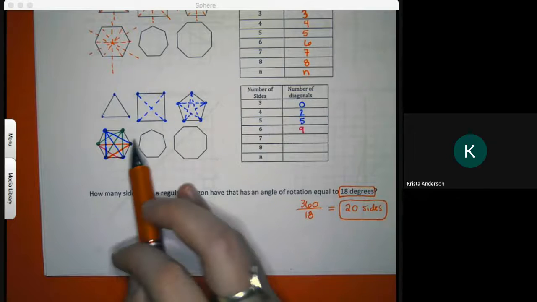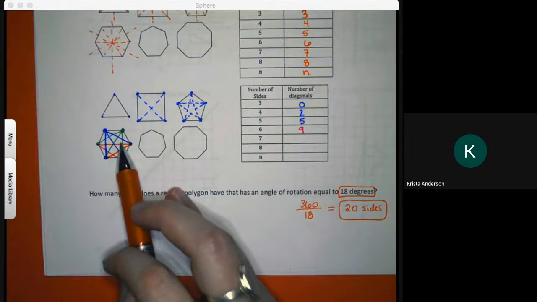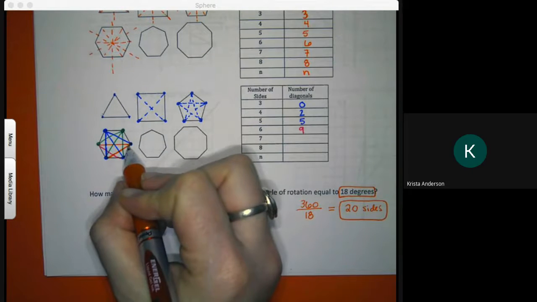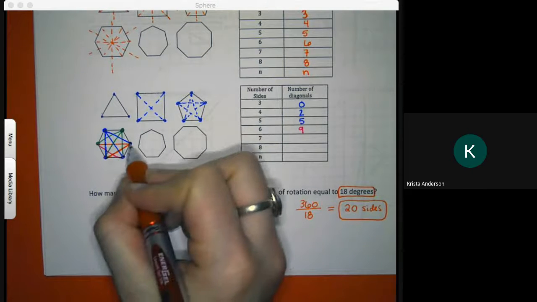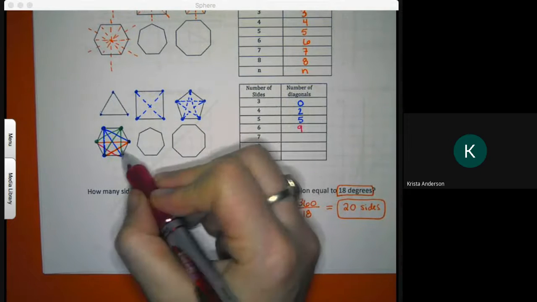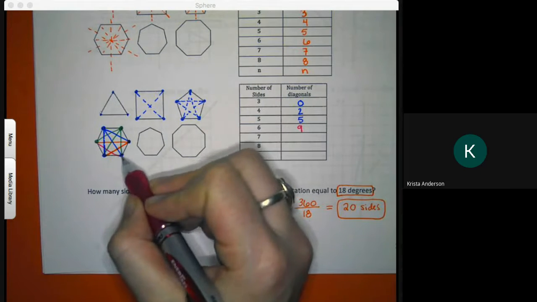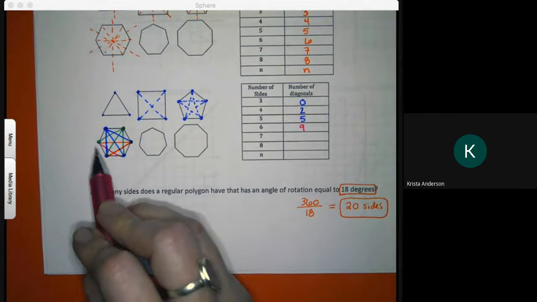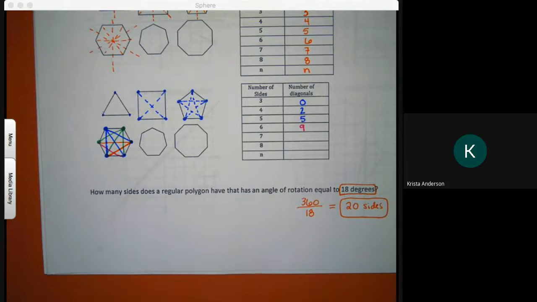Then I went to this point. Because the blue was drawn already, I don't count it. I would have to draw the orange, which would be 7, 8. These two were previously drawn. 9. Can't draw any, can't draw any. So 9 would be it.